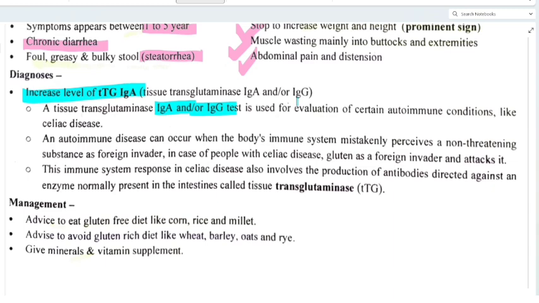Clear? An autoimmune disease can occur when the body's immune system mistakenly perceives a non-threatening substance as a foreign invader, in the case of people with celiac disease. So gluten is seen as a foreign invader and attacked. Basically I am telling you in clear words. See, our body has its own parts and its own system, right?